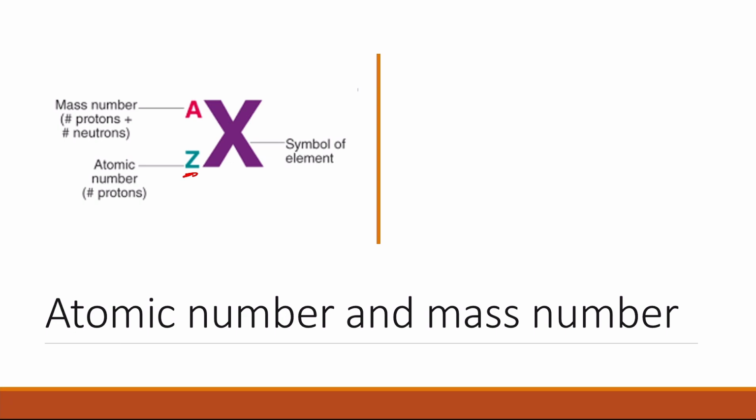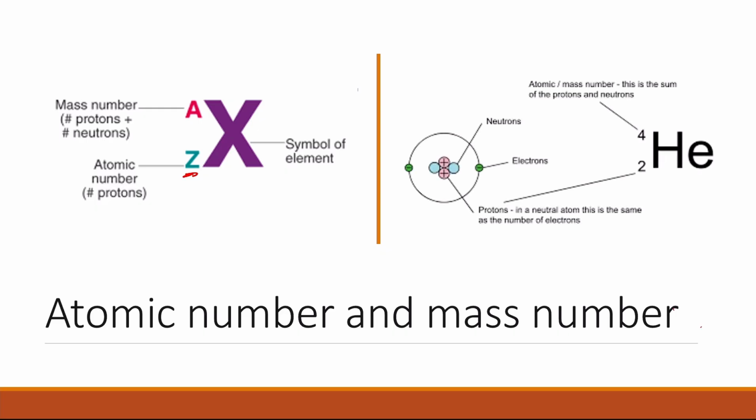And because the number of protons equals the number of electrons for a neutral atom, that means the number of electrons will equal the atomic number as well. For example, helium has a mass number of 4 and an atomic number of 2. That means there are 2 protons and 2 electrons for the helium atom, and then there are 2 neutrons.